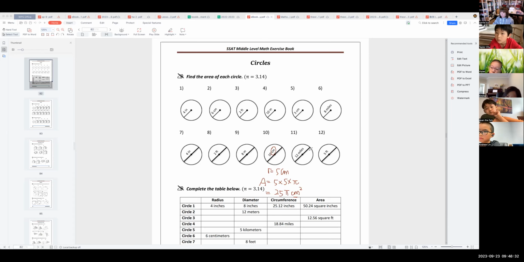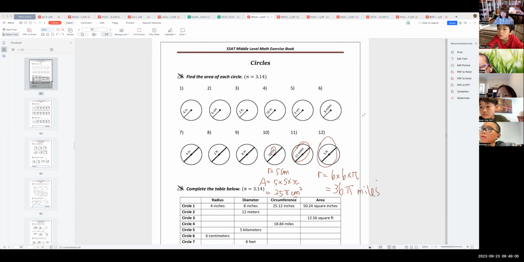Okay. So next one, Andrew. 12 miles as diameter, radius equals what? 6. And then it's 6 times 6 times pi, which equals 36 pi miles square. Okay, very good.